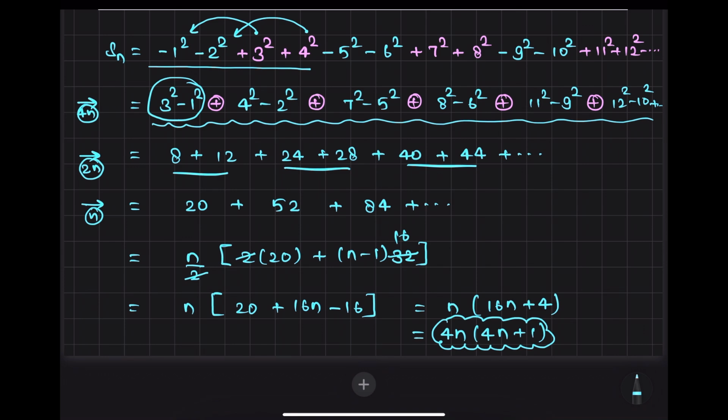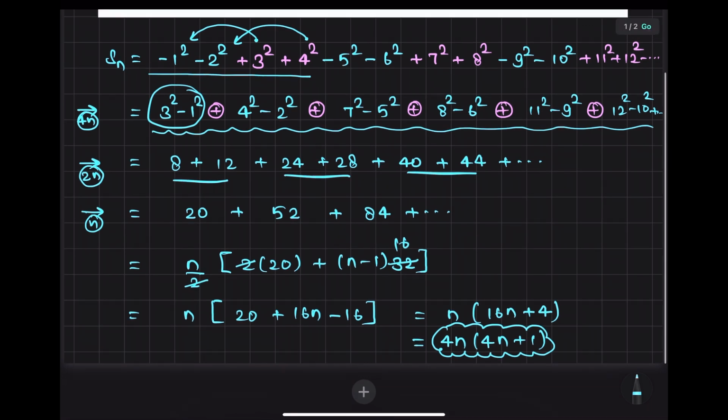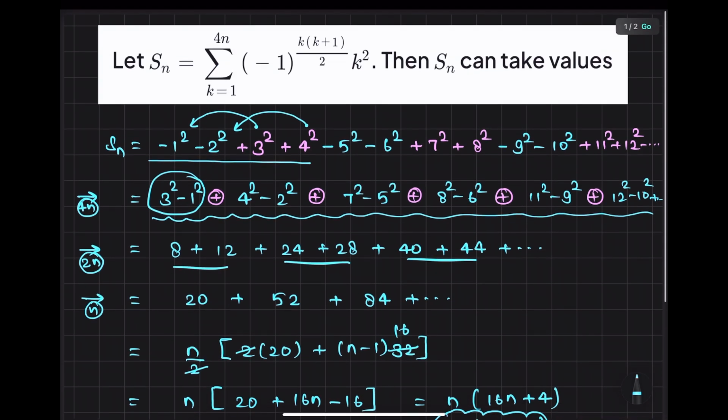Now for any value of n, if your option satisfies, that will be considered as the final answer. I hope this question teaches you a lot.